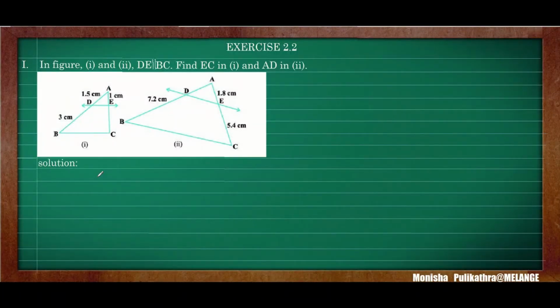Moving on to the first problem of exercise 2.2. Here two figures have been given, that is the first question and the second one. In the first one, we need to find out the value of EC, and in the second one, we need to find out the value of AD. Okay, so this question can be simplified by using Thales theorem. First question.